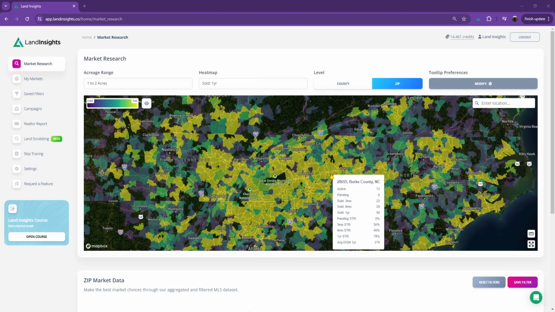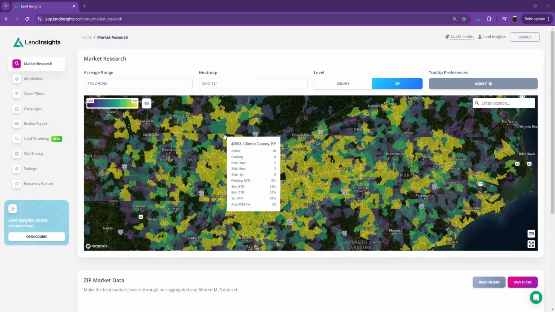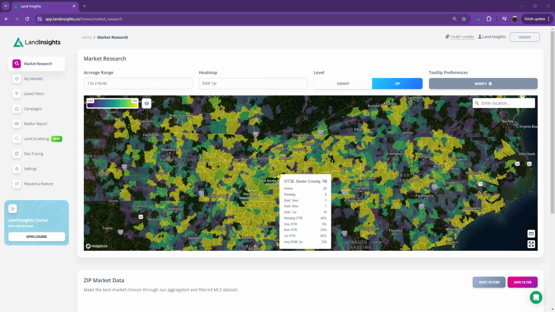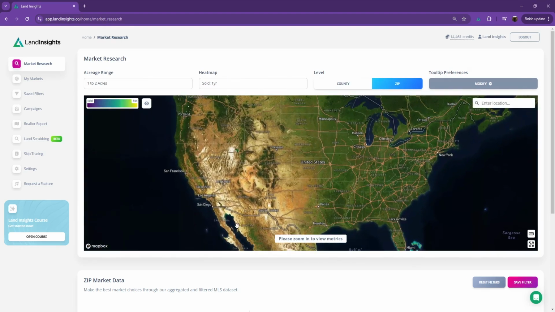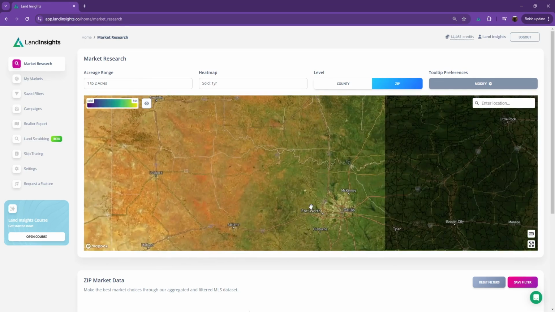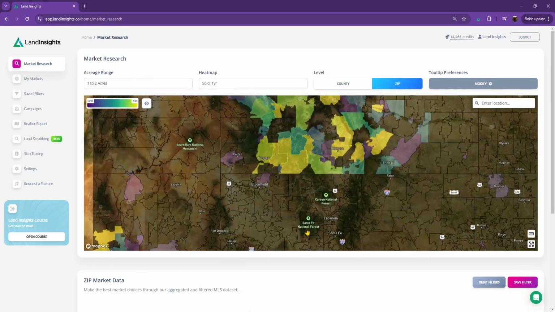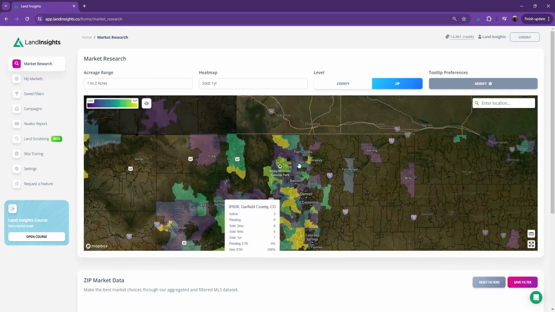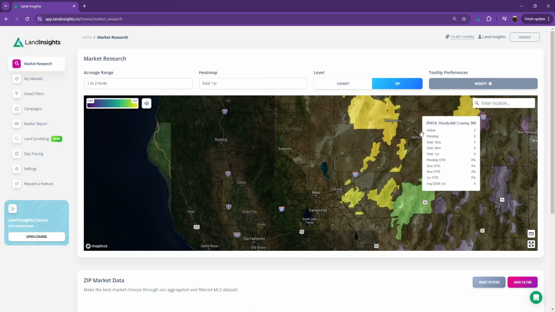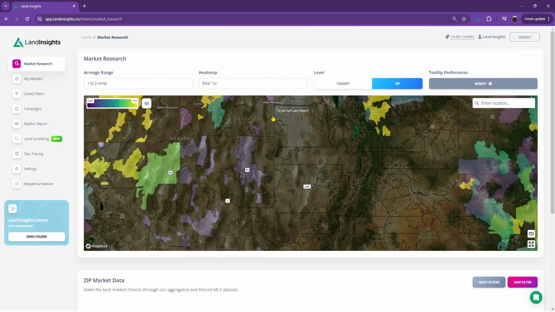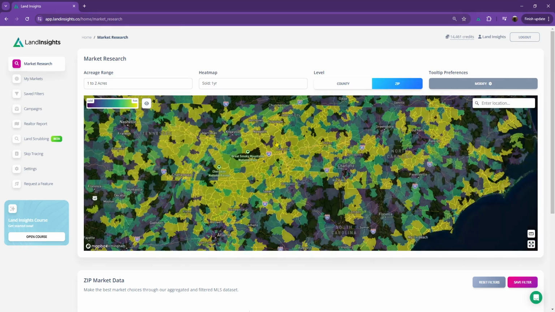And now that the zip codes have loaded, you'll notice there is a lot of opportunity here. Now, this is United States wide right now. All the zip code data is appearing, and so you'll notice all of the places that have a lot of 1 to 2 acre properties that are selling in volume. This is a great way to start hunting for those infill lots.